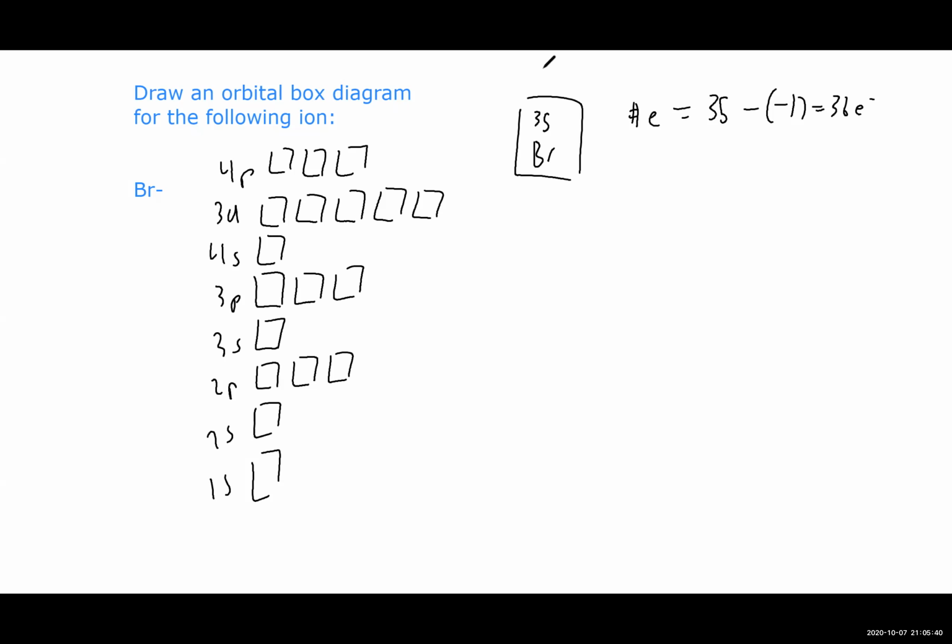And then we fill in our electrons from the lowest to the highest energy orbital. So we have 2, 4, 6, 8, 10, 12, 14, 16, 18, 20, 22, 24, 26, 28, 30, 32, 34, 36. Does this make sense?